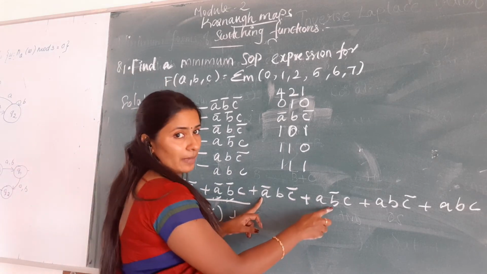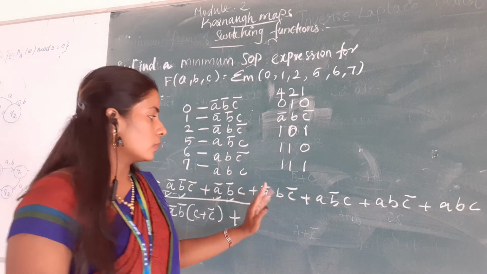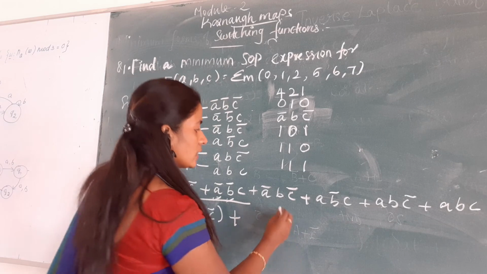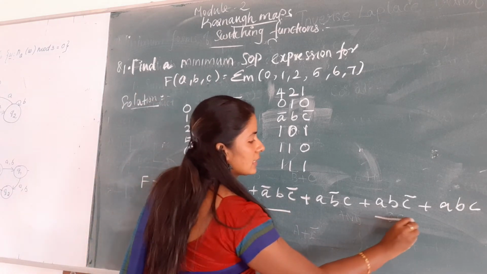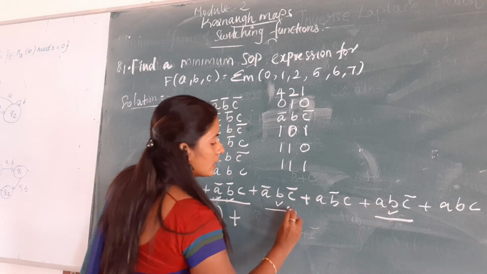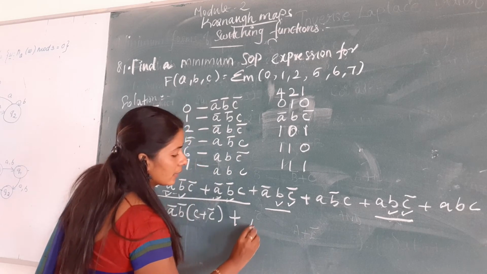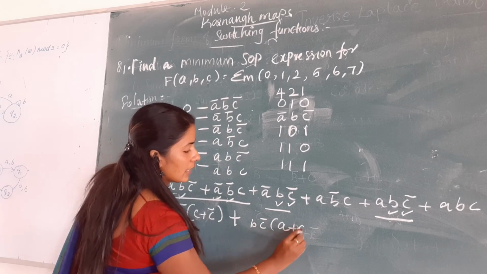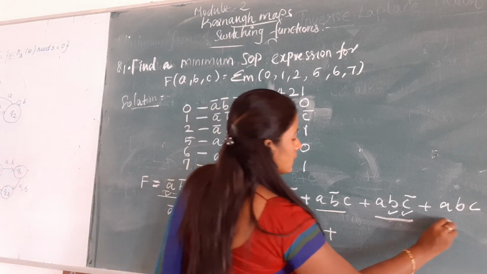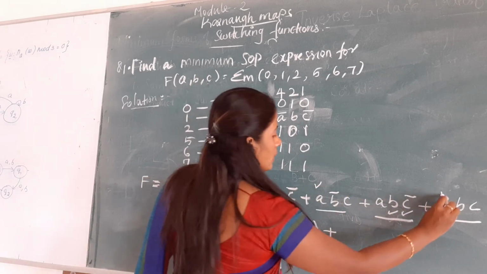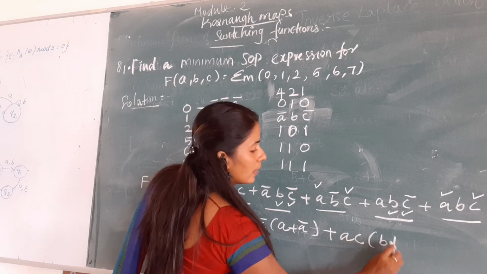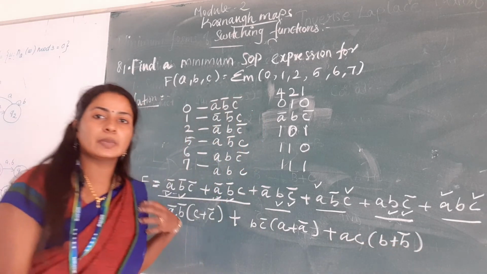Okay, in these two terms I am not getting two terms common, so I am taking this term with the next term. So see here, I am going to minimize this term and this term. Here B is common and C bar is also common. So what can I write? B, C bar, A plus A bar. Now I am minimizing this and this. Here A is common and C is common. So I can write A, C, B plus B bar.